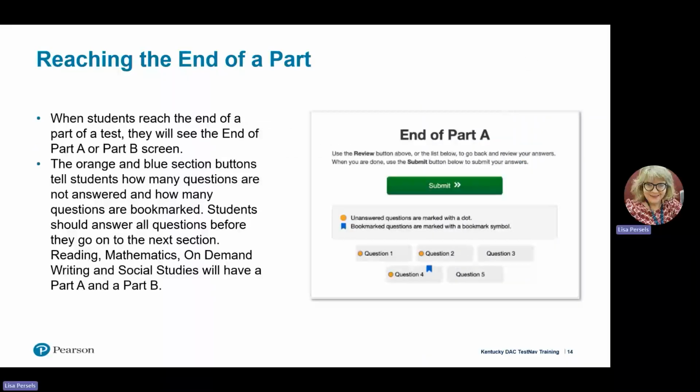When the student has reached the end of part of the test, they will see the end of Part A or Part B screen. This is where they can confirm whether they've answered all their questions. Coming back to that color, if they see any orange, that means that they haven't answered the question. And in this example, they can click on question 1, and it will take them directly back to that section. The reading, math, and on-demand social studies will all have a Part A and a Part B.